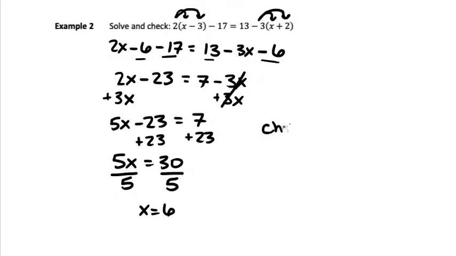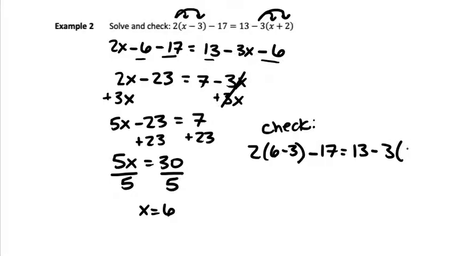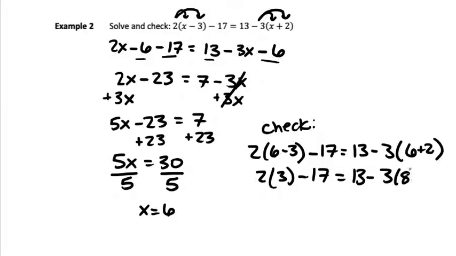Now I'm going to do my check. So plug in 6 for x. So 2 times 6 minus 3 minus 17 equals 13 minus 3 times 6 plus 2. So I do what's in the parentheses first. I need to do my order of operations correctly here, or my check might mislead me into thinking the answer is wrong if I do the check wrong.